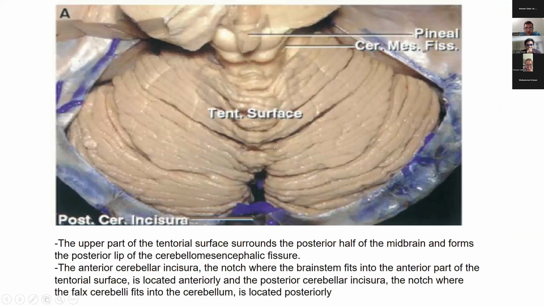We first talked about the tentorial surface. We said that this is the anterior medial border and this is the anterior cerebellar incisura housing the brainstem. The upper part of the tentorial surface surrounds the posterior half of the midbrain and forms the cerebellomesencephalic fissure. This is the cerebellomesencephalic fissure, and it contains the brainstem, which I've said.